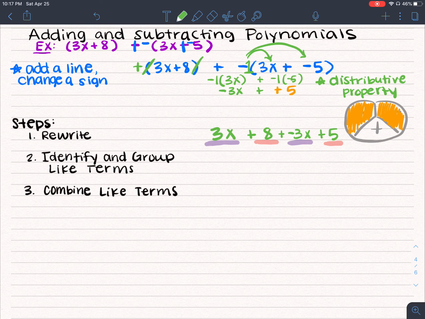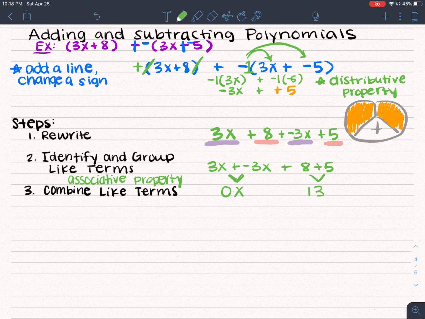So now we have to group them. And remember, this is our associative property. So we can rearrange those and they will still be equal. So let's group them together. 3x plus negative 3x, and then plus 8 and plus 5. So now we can combine them. So we have 3 plus negative 3. When we add those coefficients together, what do we get? 0. And 8 plus 5, 13.